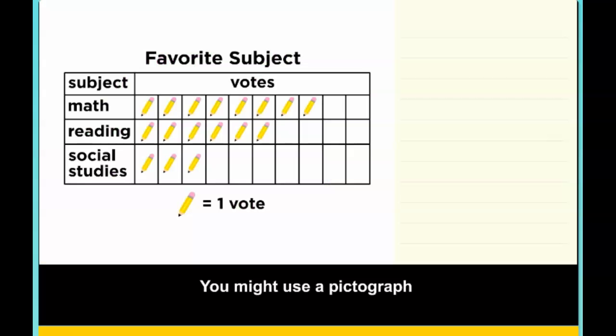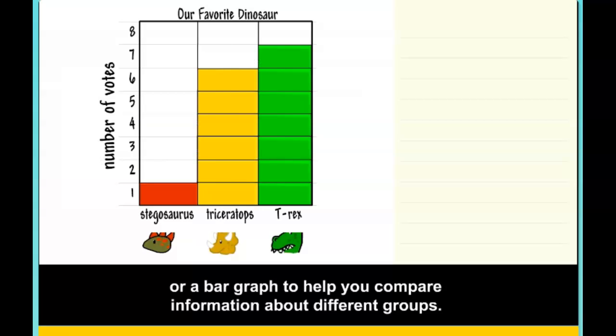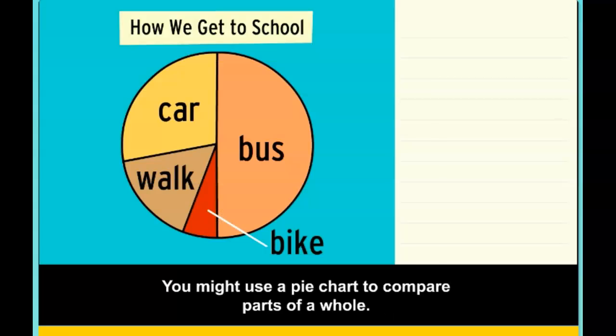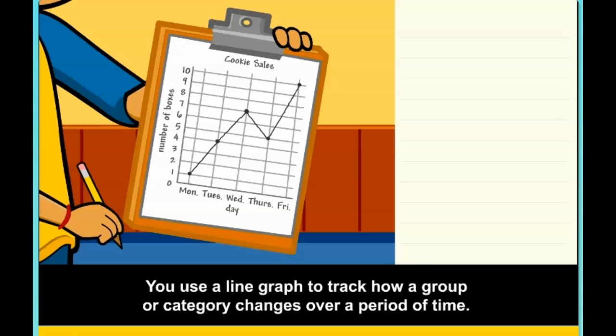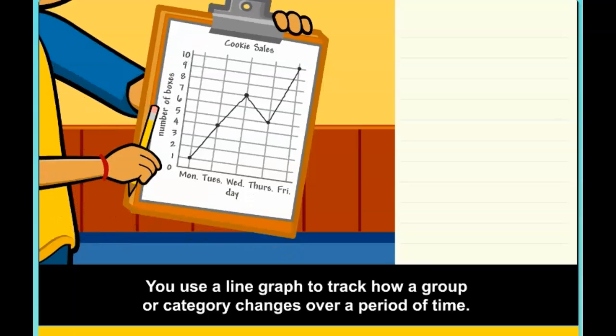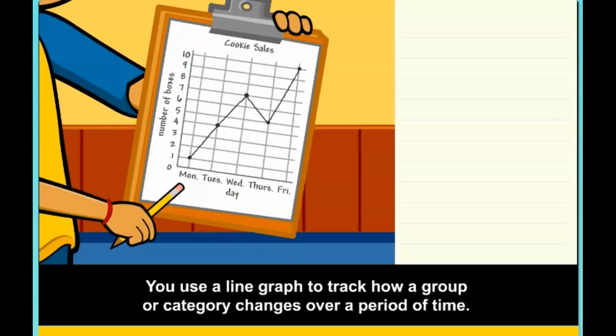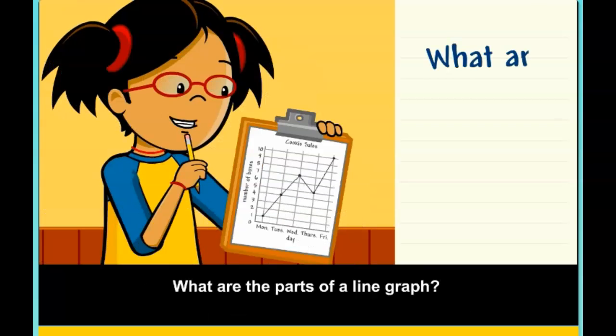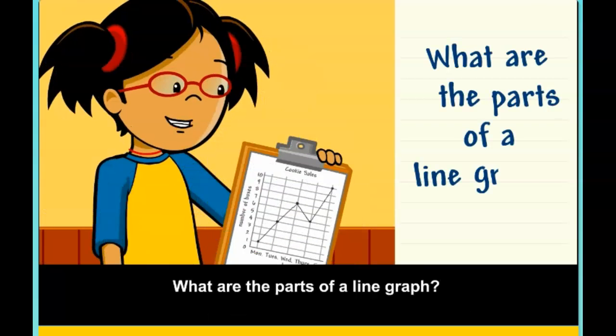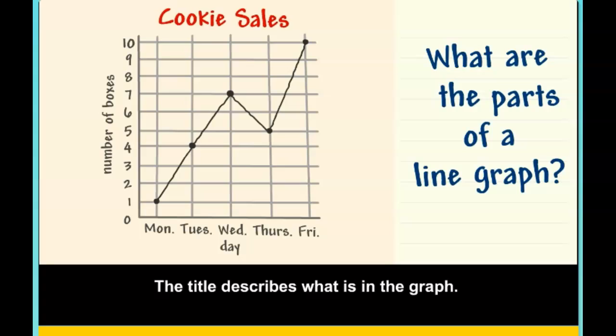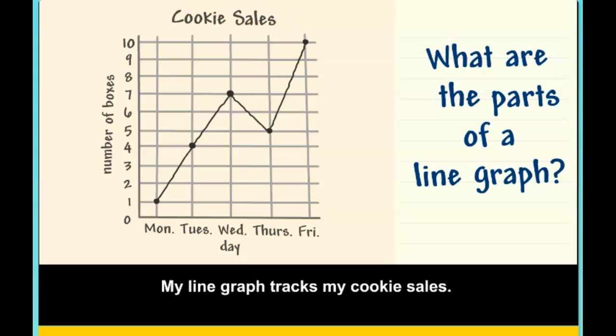You might use a pictograph or a bar graph to help you compare information about different groups. You might use a pie chart to compare parts of a whole. You use a line graph to track how a group or category changes over a period of time. What are the parts of a line graph? The title describes what is in the graph. My line graph tracks my cookie sales.